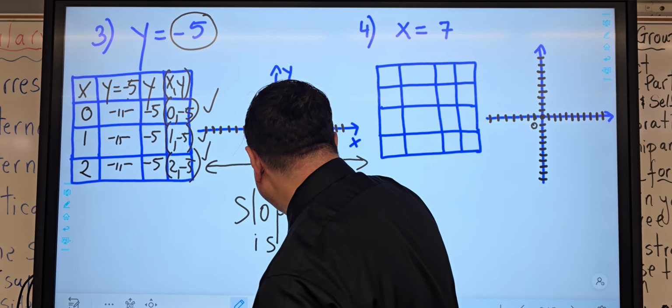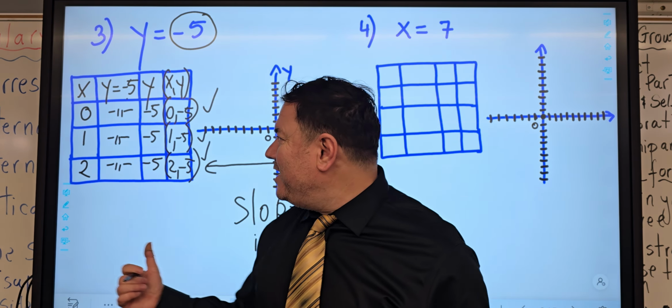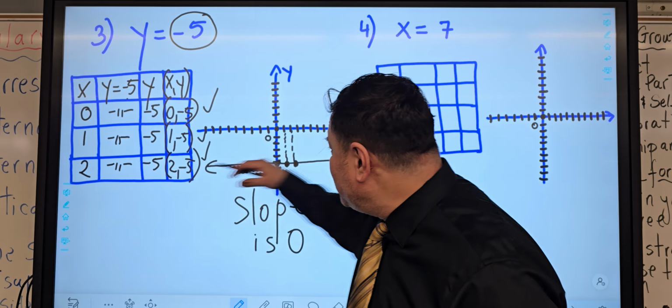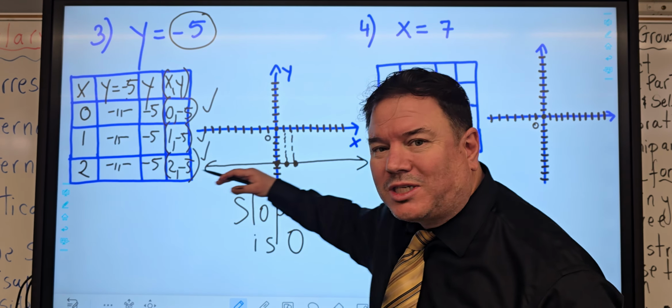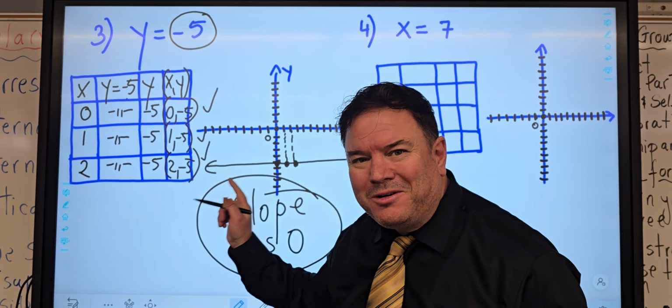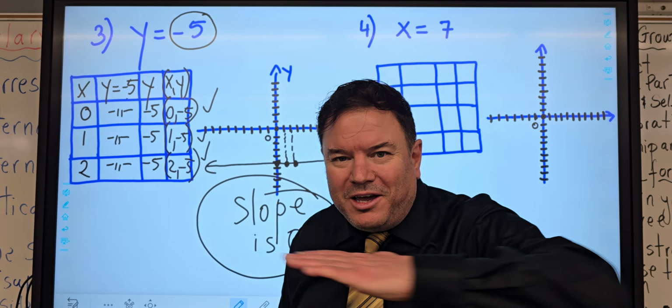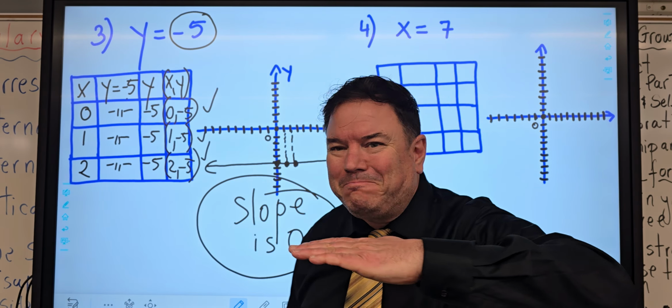Right here. So all the points on this line are the solution of this equation. And y is always negative 5, so the line is always going to stay horizontal with a slope of 0. Please pay attention to this. Anytime y is a number, we have a horizontal line, just like that.